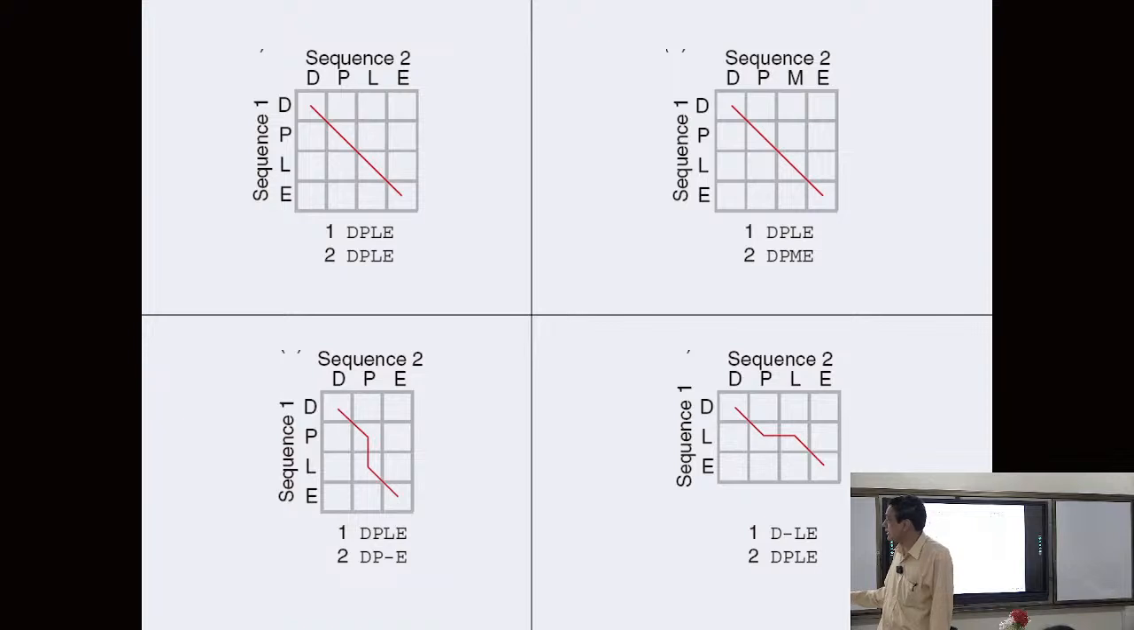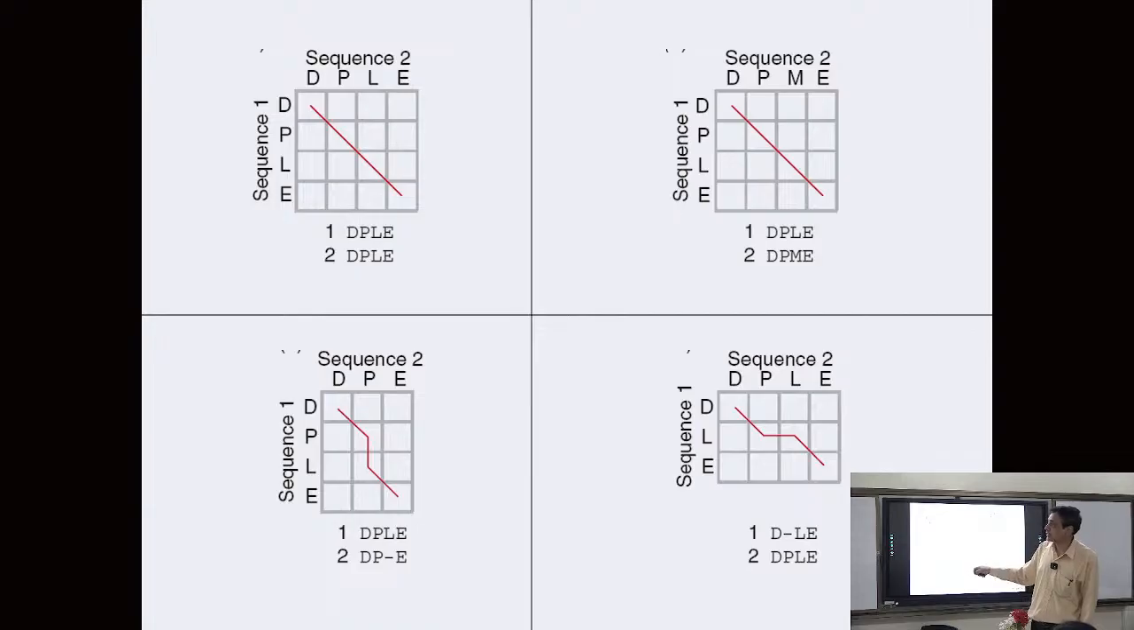Vertical. And vertical means you look at the vertical. Vertical means that you move from P to L in sequence 1, but you remained at P in sequence 2. The residue that you move to should be aligned to a gap. So the residue that you move to is L in sequence 1, so L in sequence 1 should be aligned to a gap.